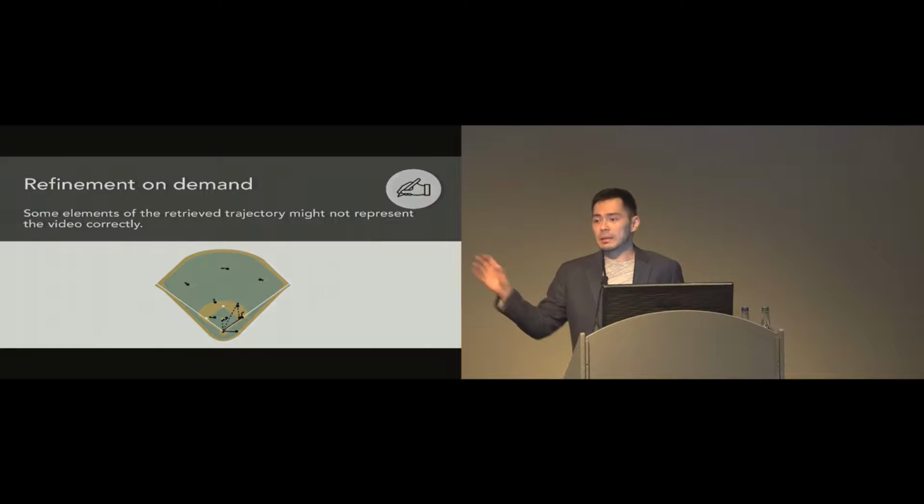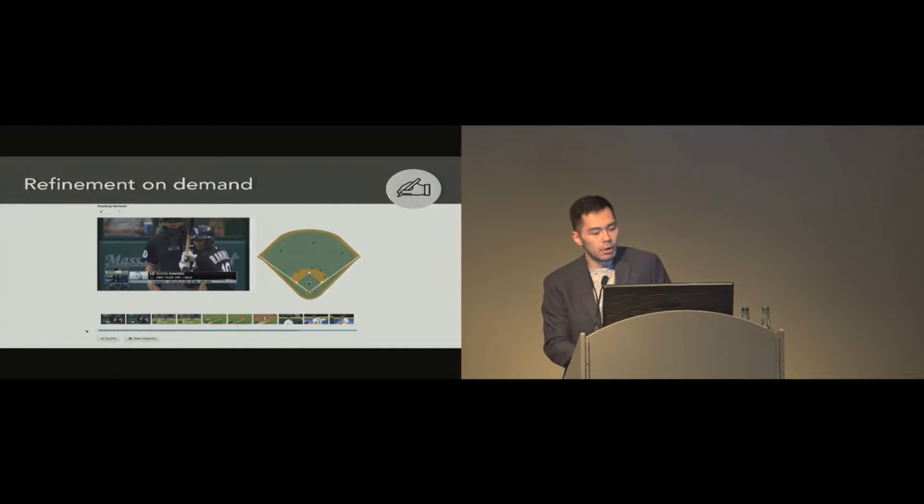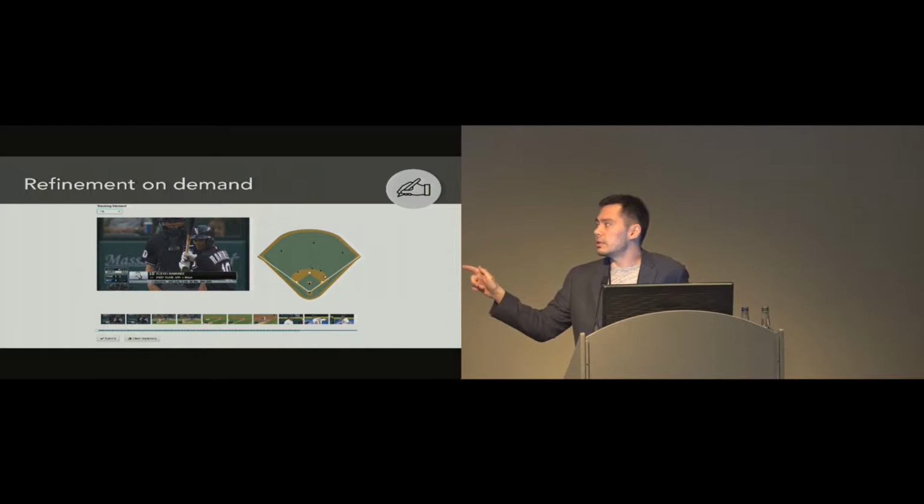Finally, this is the part where the manual annotation really happens. So some elements of the retrieved trajectory might not represent the video correctly. Let's say, for example, that in this case, the first baseman does not match the video. So we have to let the user fix this trajectory somehow. And the way we do this is very simple. We just let the user select the element that he wants to annotate, and then we clear this trajectory and let the user manually annotate it from scratch.